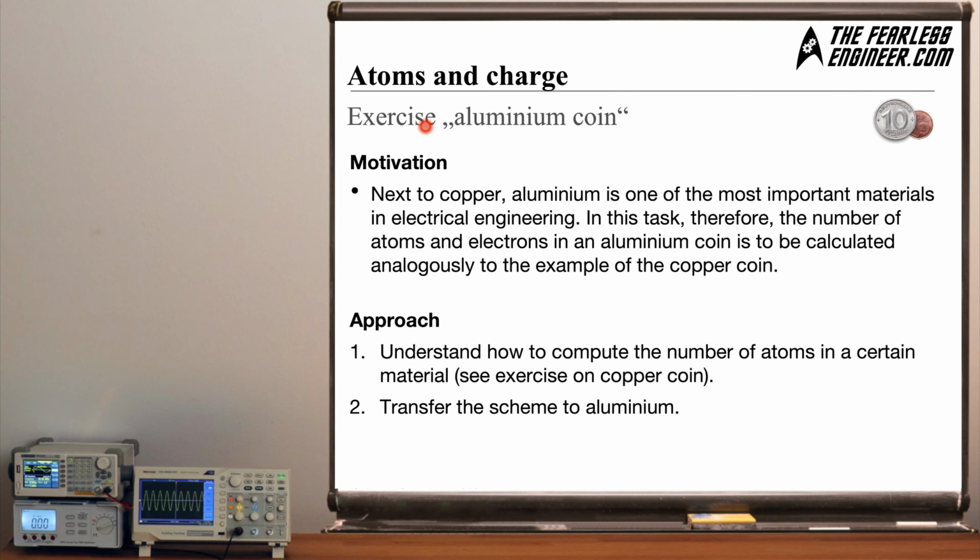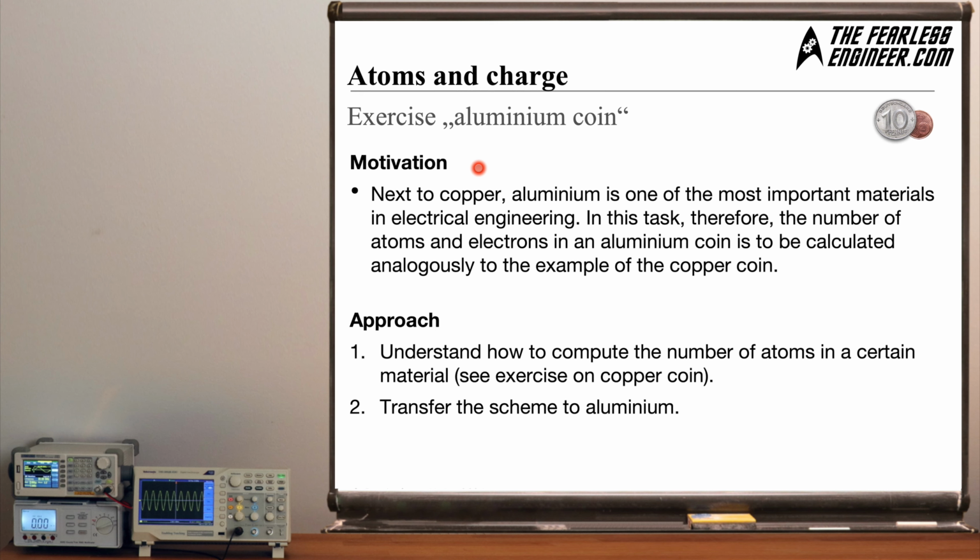Before we start, let's briefly discuss the motivation behind this exercise here. We have already talked about the importance of copper for electronics. Aluminum is similarly important. It's not used as a conductor as often as copper, but it has its applications. For example, if you look at landlines, you will find that they are made out of aluminum and not out of copper for two major reasons. The first one is weight and the second one is price.